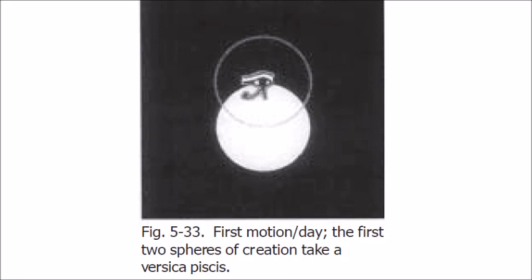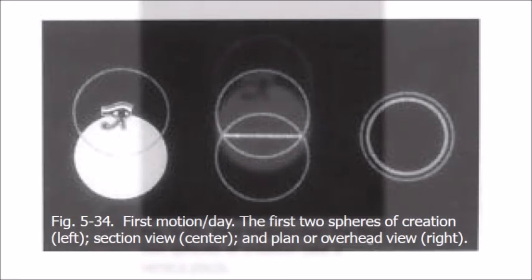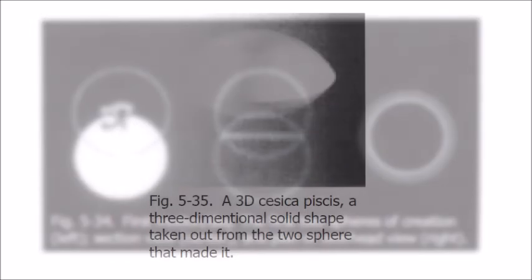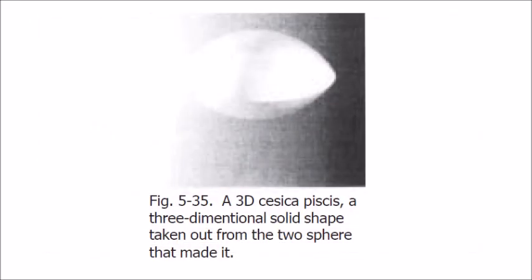The vesica piscis circumference is symmetrical to, and smaller than, the circumference of the larger spheres. In other words, it would appear from the side like a straight line, fig. 5-34, center, and from the top like a circle, right. Even though the vesica piscis is usually 2-dimensional like a coin, its 3-dimensional aspect is just as valid. If you were to take it out of the middle of the 2 spheres, it would look similar to a football, like figure 5-35.